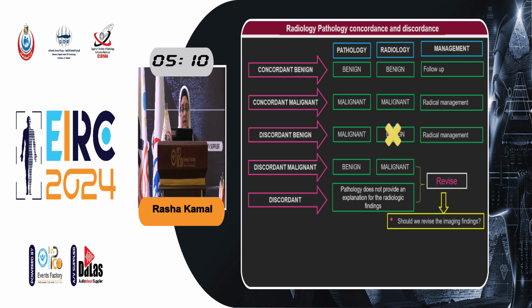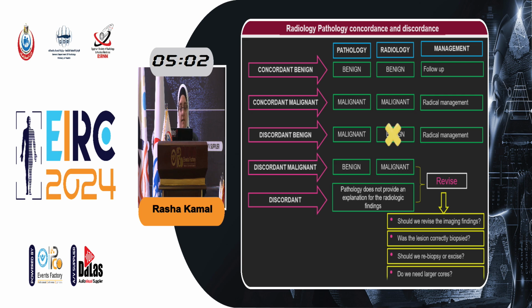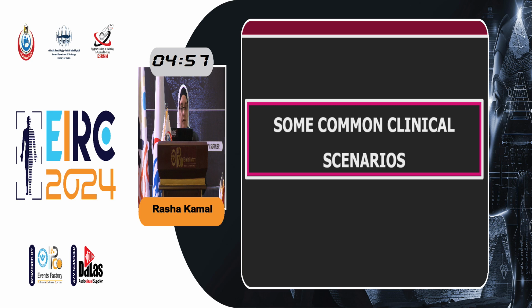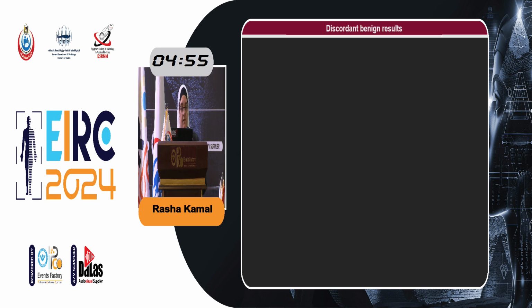We start by re-evaluating the imaging features. See if the lesion was correctly biopsied or not. Should we re-biopsy or excise? And do we need larger core biopsies or not? We're going to see some common scenarios. This is an example of discordant benign results. This means we said benign, but the pathology came with a malignant report.